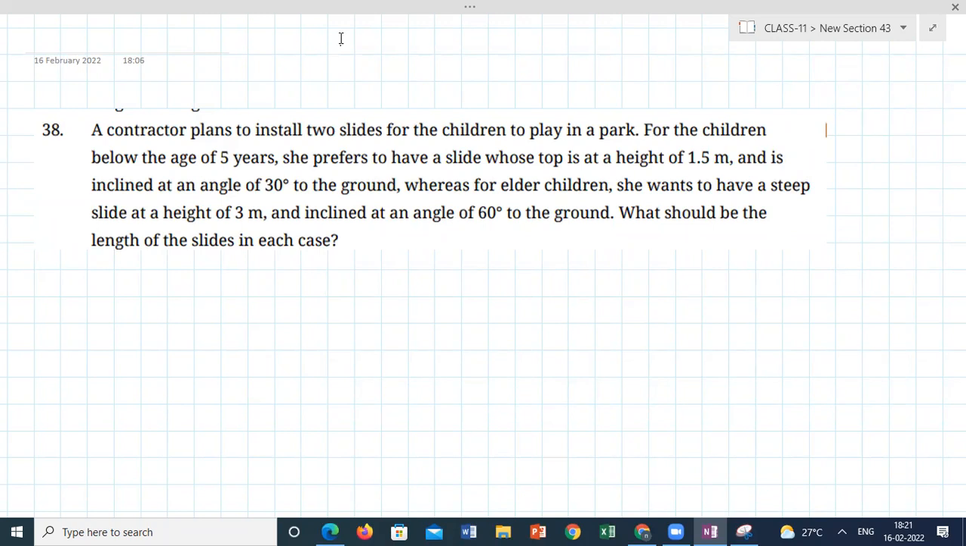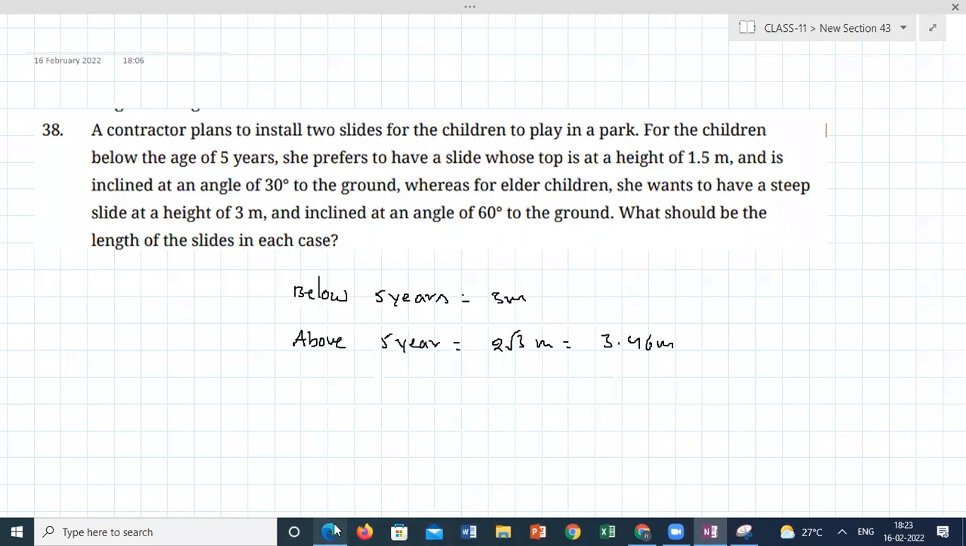Sir, for children below 5 years, it will be 3 meters, sir. And for children above 5 years, it will be 3.46 meters, sir. Below 5 years, 3 meters. Above 5 years, 2 root 3 meters, which is 3.46 meters. Let me check with others. What about others, guys? Sir, the length of the small slide is 3 meters only, sir. The second one I'm calculating.